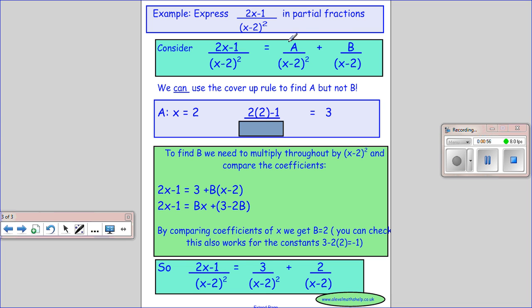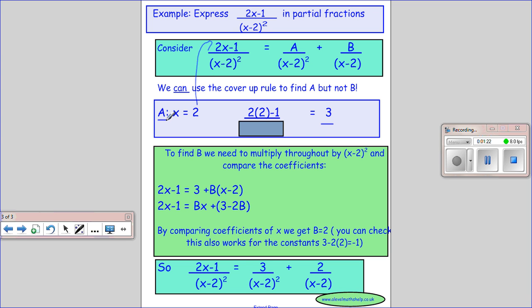So we look at what's on the denominator of A. We say what value of x would make that go to 0? When x equals 2, that would go to 0. And then we put the 2 in what's left. So we cover up our x minus 2 squared, and then we put our 2 into what's left. So 2 times 2 minus 1 gives us a 3, and that's our answer for A.